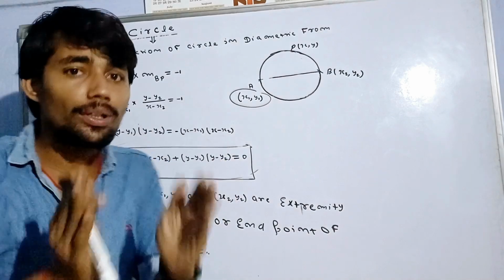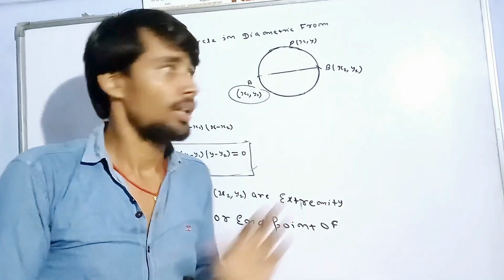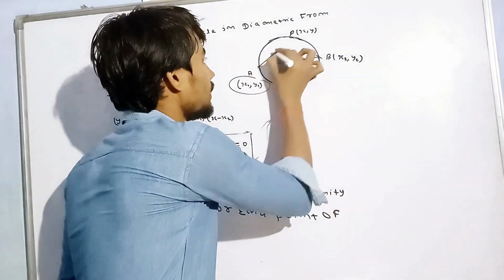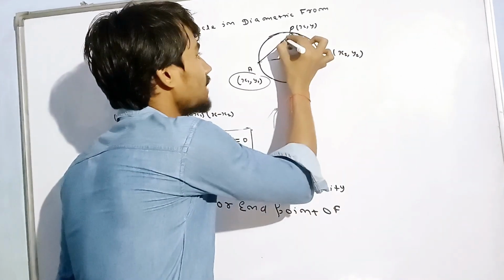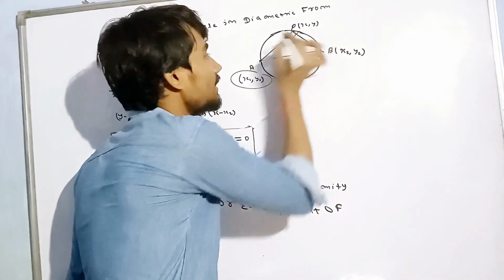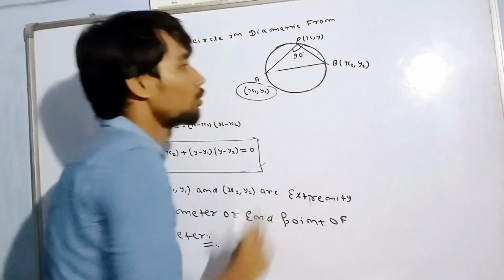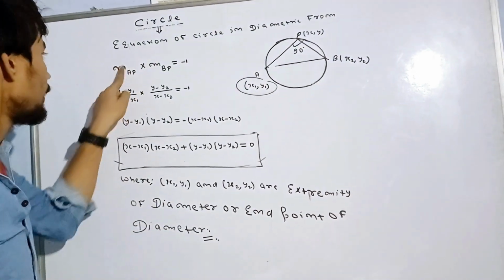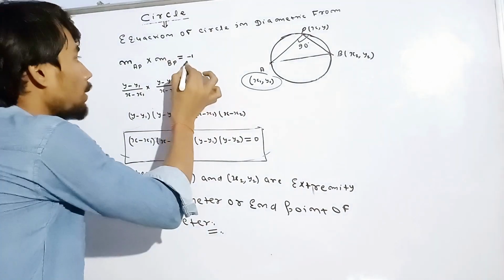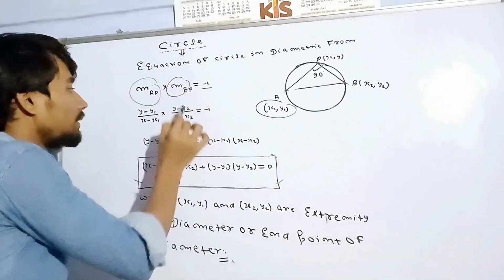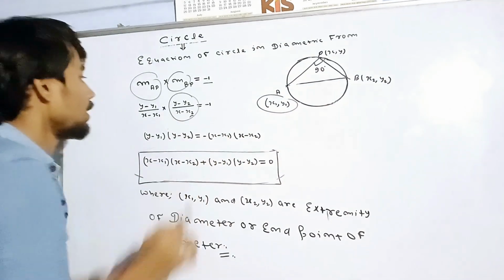Now we know that in every circle, the diameter makes a 90 degree angle at the circumference. So this angle is 90 degrees. That is, the slope of line AP into the slope of line BP is equal to minus 1. The slope of line AP is del y by del x, and the slope of line BP is del y by del x, and their product is equal to minus 1.